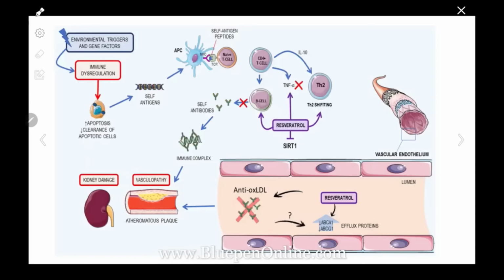This pictorial representation tells us the pathogenesis. As you can see, when environmental triggers or genetic factors cause immune dysregulation, there is decreased clearance of apoptotic cells. This leads to the formation of self-antigens that trigger our immune system and cause the formation of antibodies. These self-antibodies then form immune complexes which deposit in various organs like the skin, the vessels, as well as the kidney.